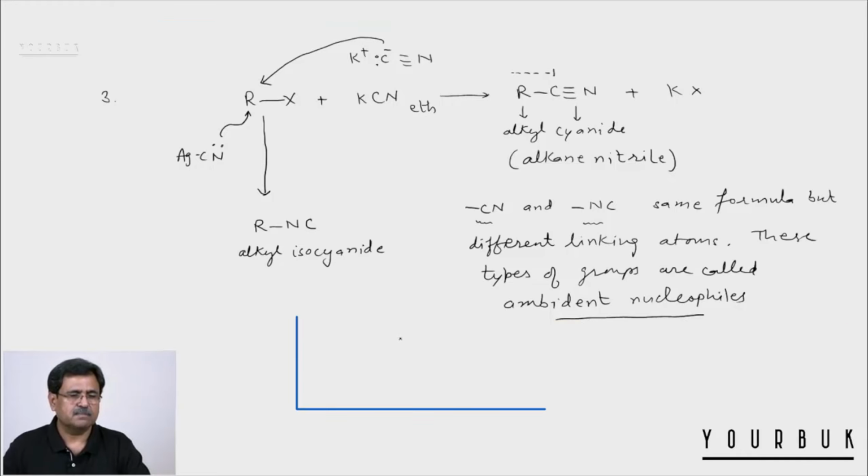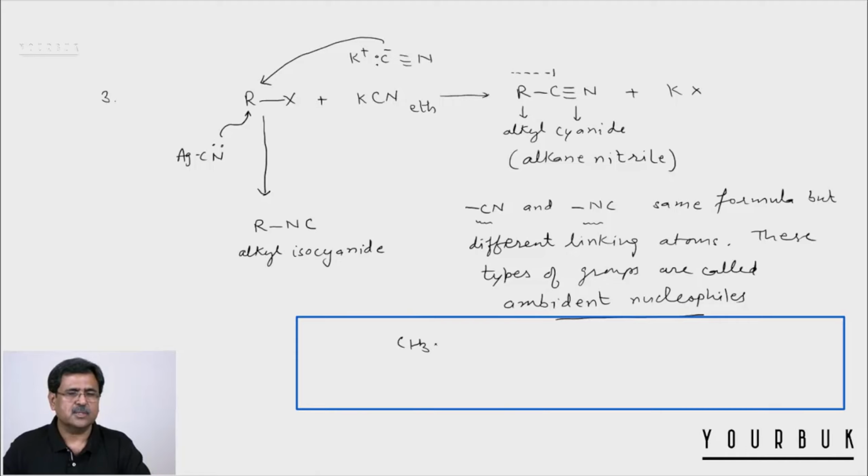For example, here we are reacting CH3CH=CH2 with HBr. So I am giving you one question. Write the structures of A and B. So this propene is being treated with HBr, it forms A, and this on reaction with ethanolic KCN gives B. So what are the structures of A and B?